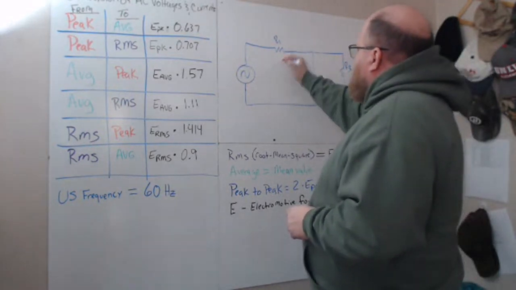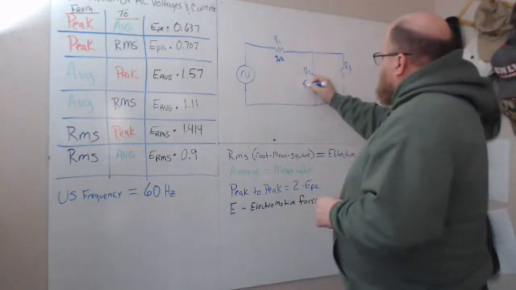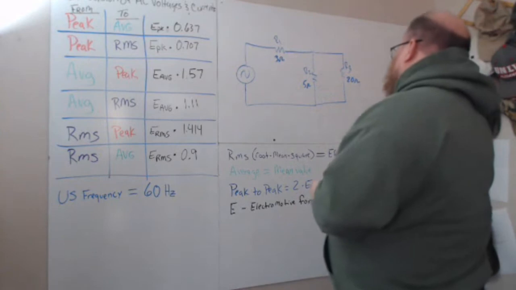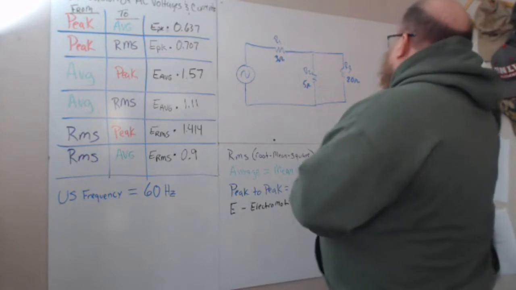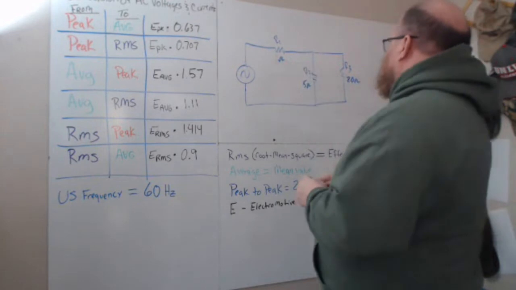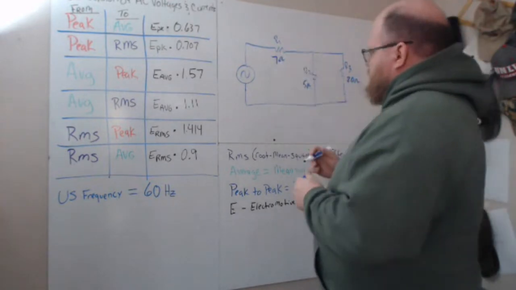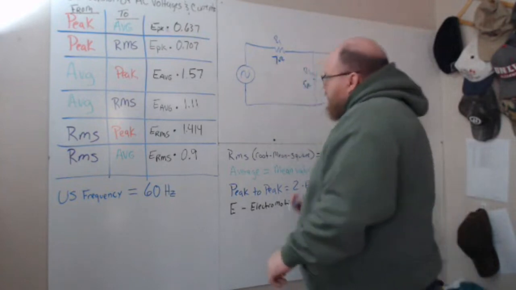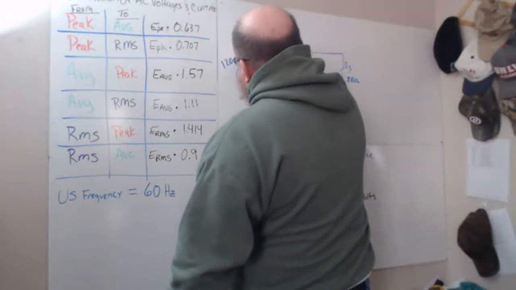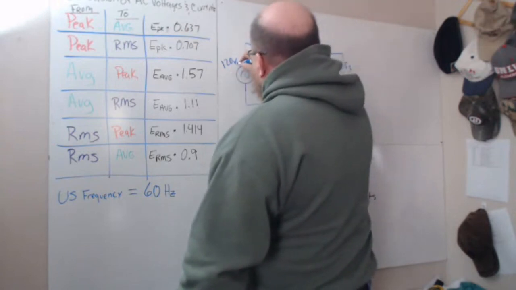So we're gonna say R1, we're gonna go with 3 ohms. We're gonna go 5 ohms, 20 ohms. No, we're gonna go with, R1's gonna be 7 ohms. And we'll start with 120 volts, we'll say average.